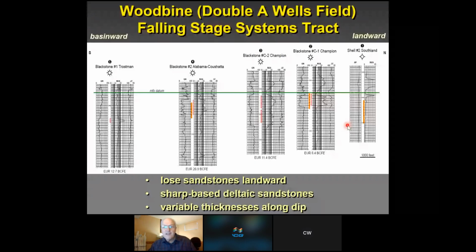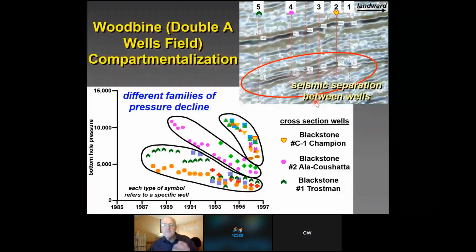The other thing we saw was that we had variable thicknesses along dip. Here's a thinner blocky package, a thicker blocky package, back to thinner, back to thicker. Well, I brought in some other data too. We had some seismic data. Again, landward to basinward, those same 5 well logs. And in between these wells, we saw these dipping reflections. So that's telling you there's some kind of surface that's separating these different reservoir compartments.